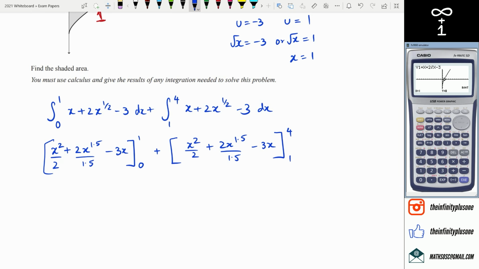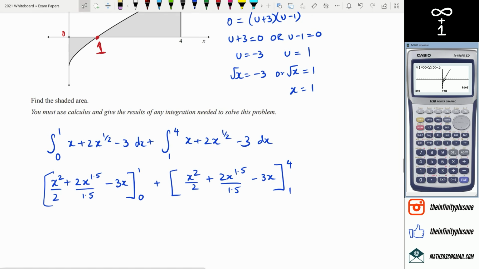Now there's one other thing that you need to remember. Remember that this area is going to come out as negative. So we want to put a line here to say that it's actually the absolute value. That's just something that you need to remember. Otherwise, you're going to get a negative value, and you don't really want that.